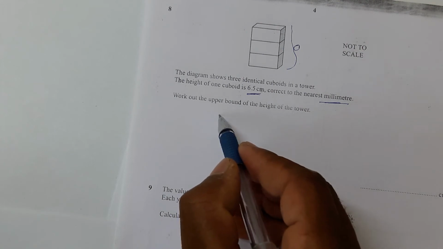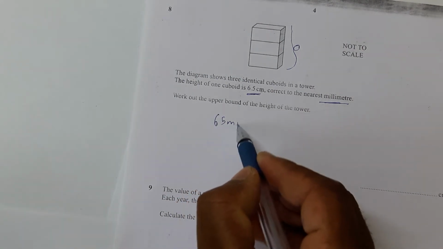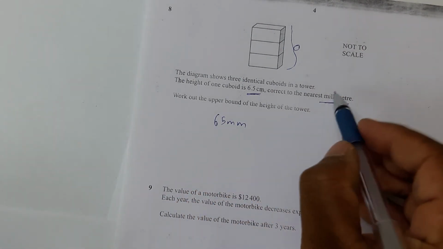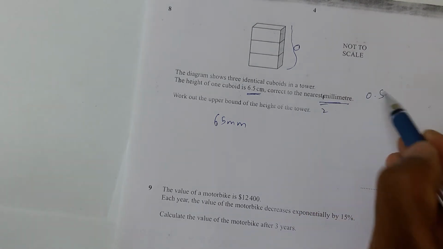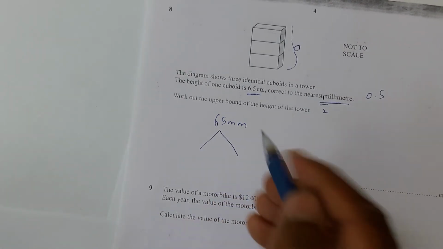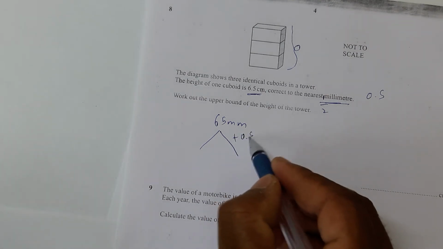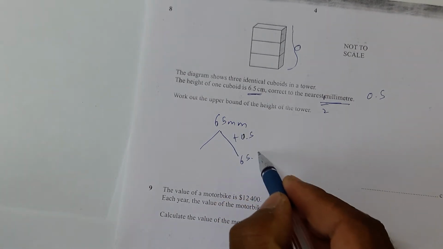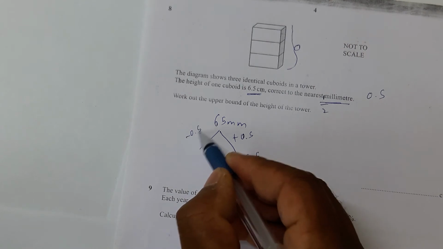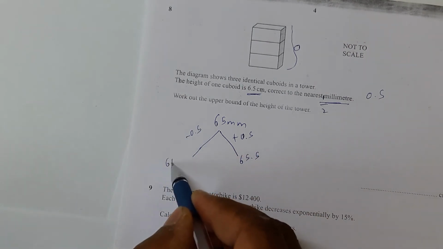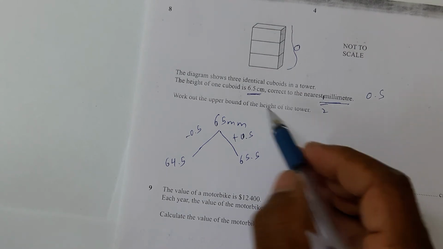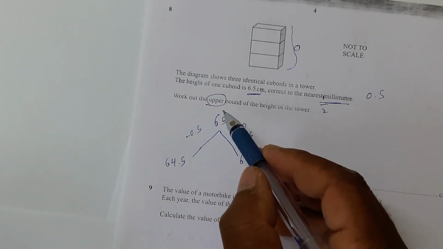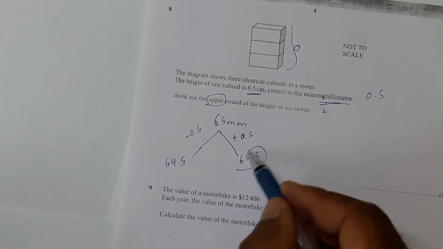So 6.5 will make it 65 millimeter. Nearest millimeter means 1 millimeter. Half of 1 is 0.5. So that you need to add and subtract. So plus 0.5 will give you the upper bound. Minus 0.5 will give you the lower bound. So now height of the tower, they are asking for the upper bound. So I need to take the upper limit.